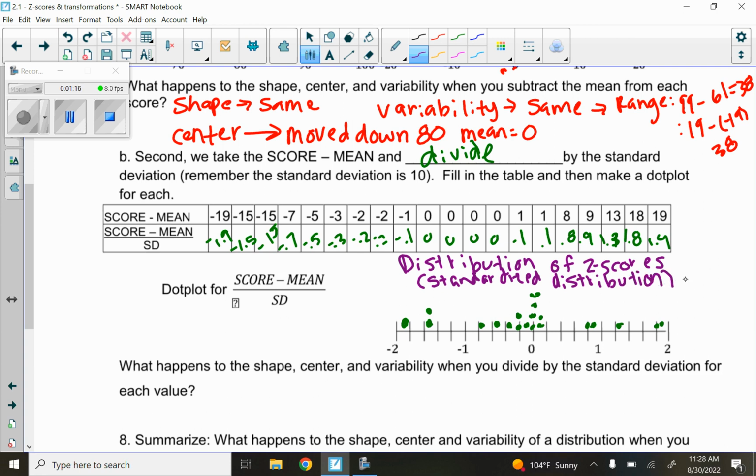So in a standardized distribution, that means you're going to have a mean of 0 and a standard deviation of, in this case, 10 divided by 10, which is 1. So in a standard distribution, a distribution of z-scores, your mean will always be 0, and your standard deviation will always be 1. That's going to be important. It might come up on your quiz.